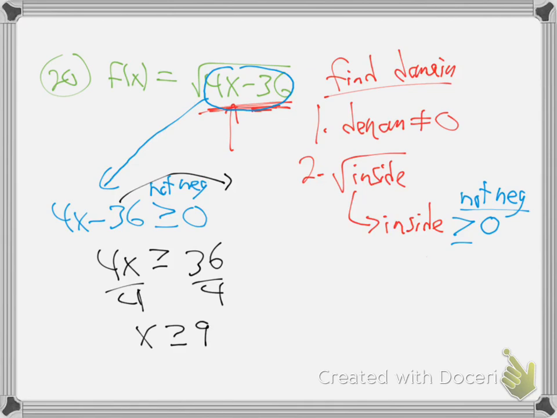That means anything 9 or bigger is okay. Is that true? Let's go back to the original. If I put in 9, what am I going to get? Zero. Yeah, 0. 36 minus 36 is 0, and that's okay. Square root of 0 is 0. That's okay. If you put in bigger things like 10, that'd be 4 times 10. 40 minus 36, that's 4. You can do square root of 4. That's not a problem. But if you do things smaller than 9, like 8, 4 times 8 would be 32 minus 36 is negative. You got a negative in the root. That's imaginary. You can't have that. That's why the answer's 9 or bigger. You can plug in x's that are 9 or bigger.